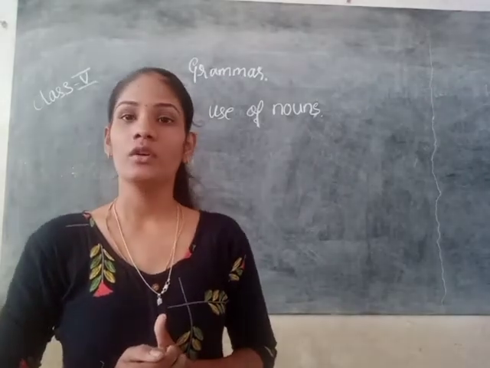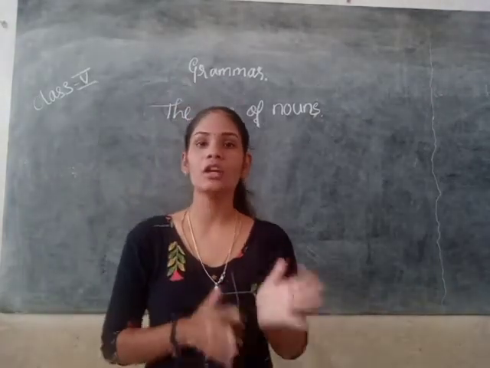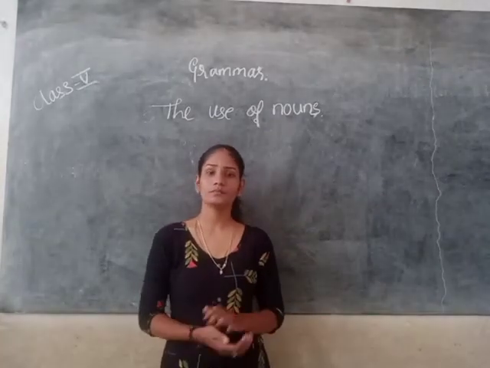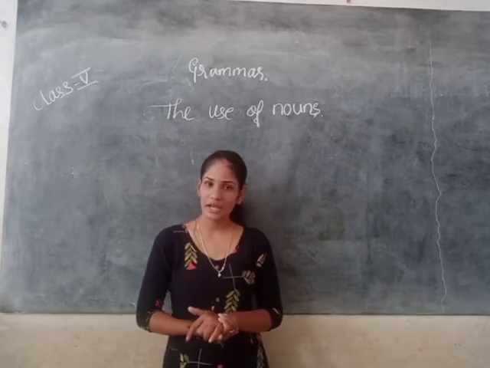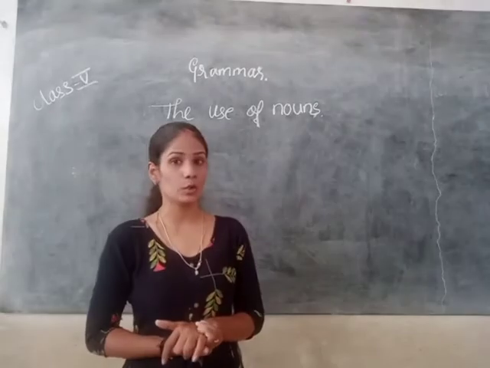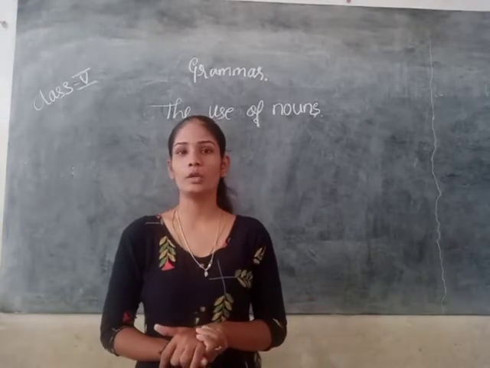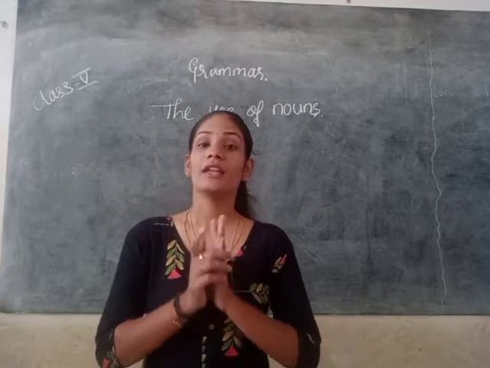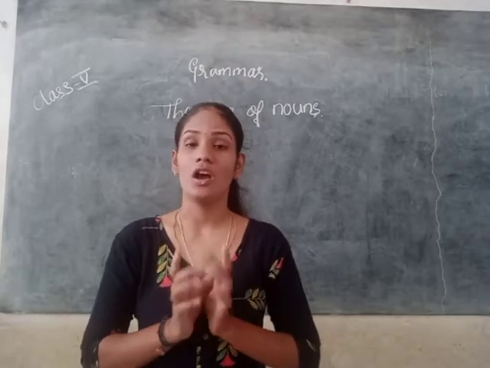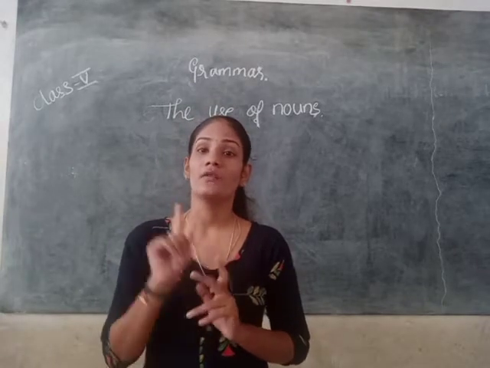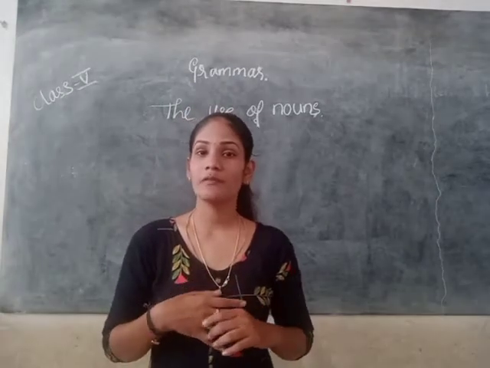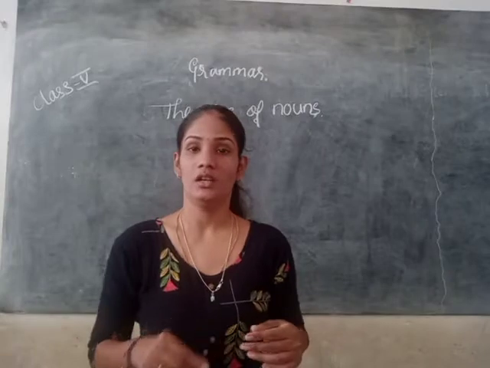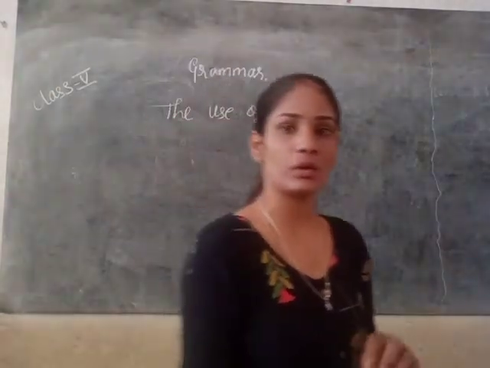In nouns, we can see them as singular and plural. So students, what does it mean by singular and what does it mean by plural? What does it mean by singular? Singular means there is one thing, or the noun should be one in number. What does it mean by plural? Plural in the sense there is more than one thing. So more than one thing is known as plural.